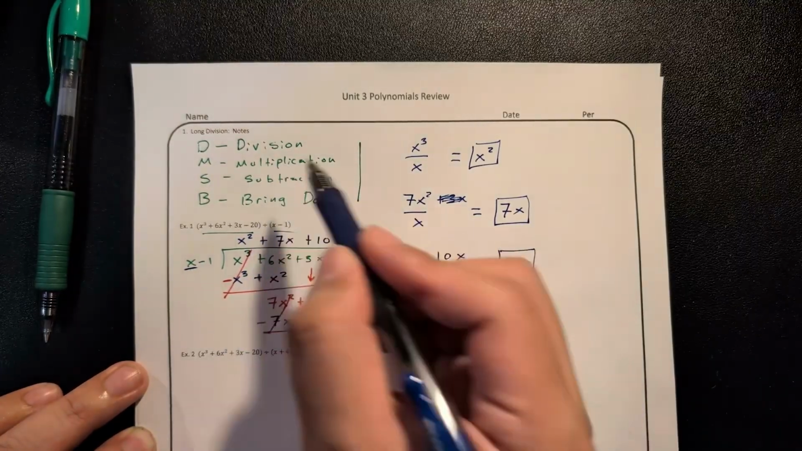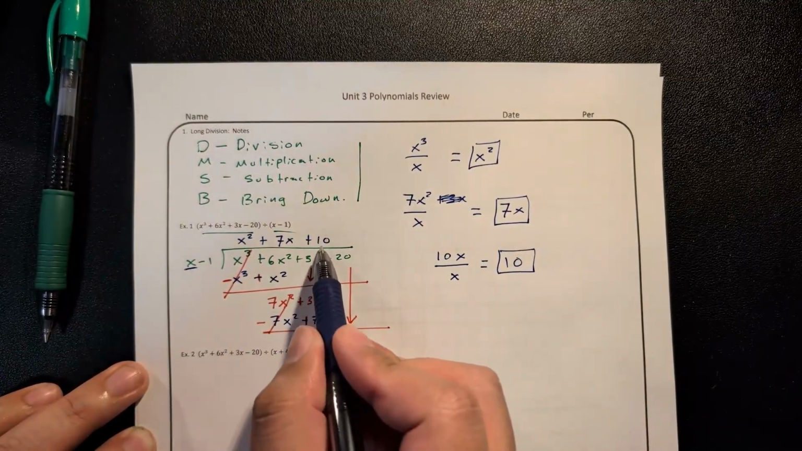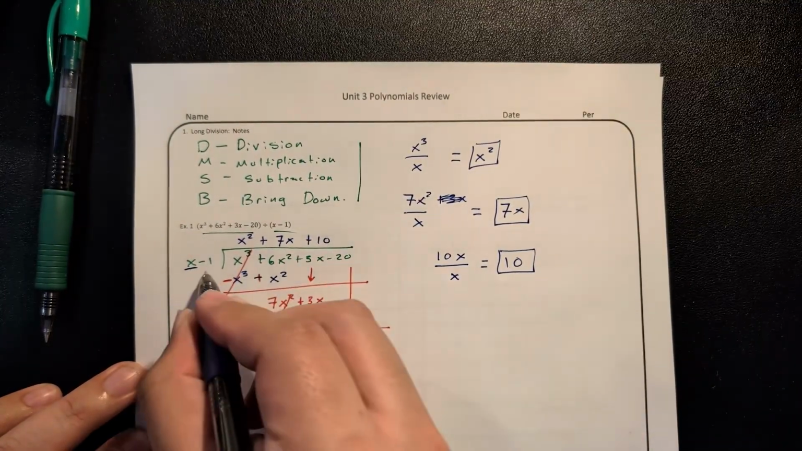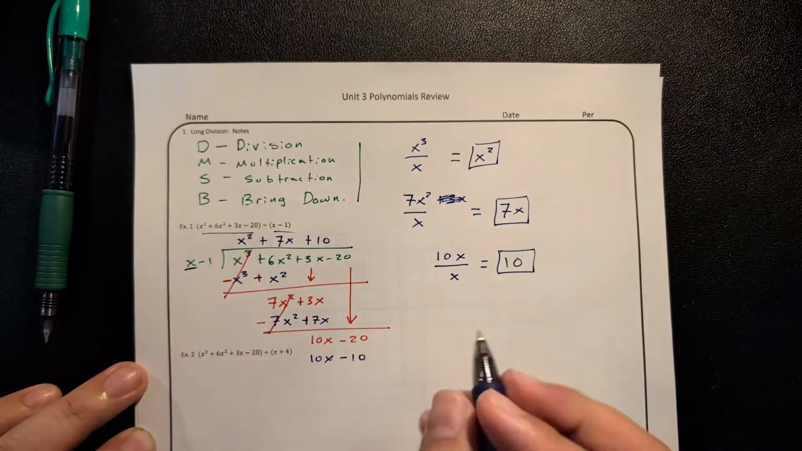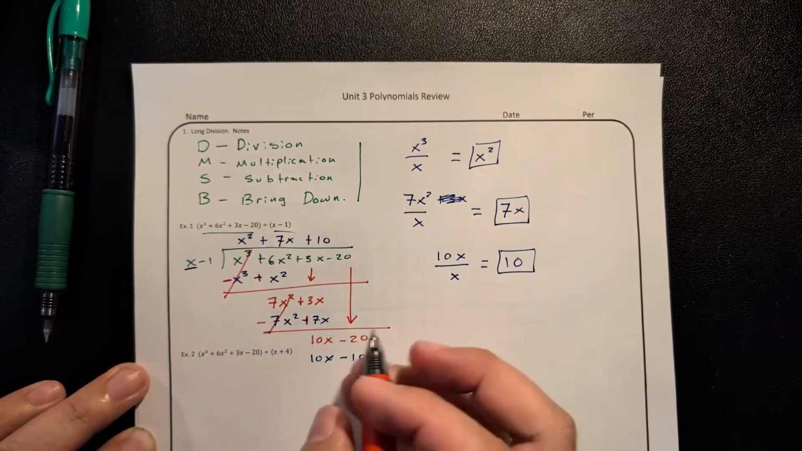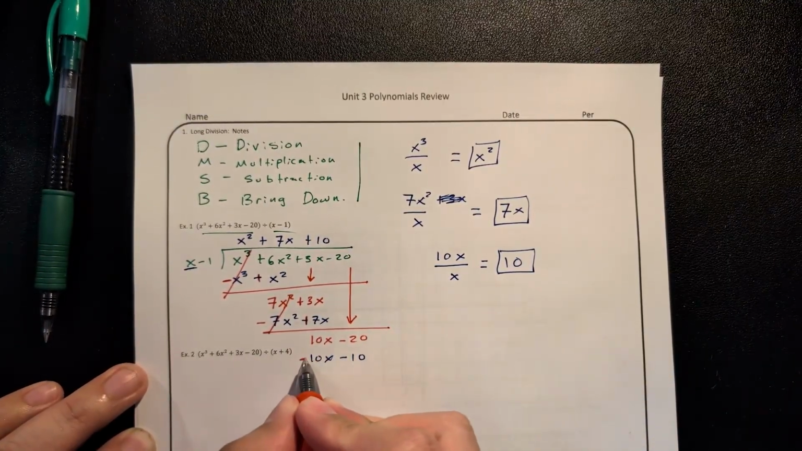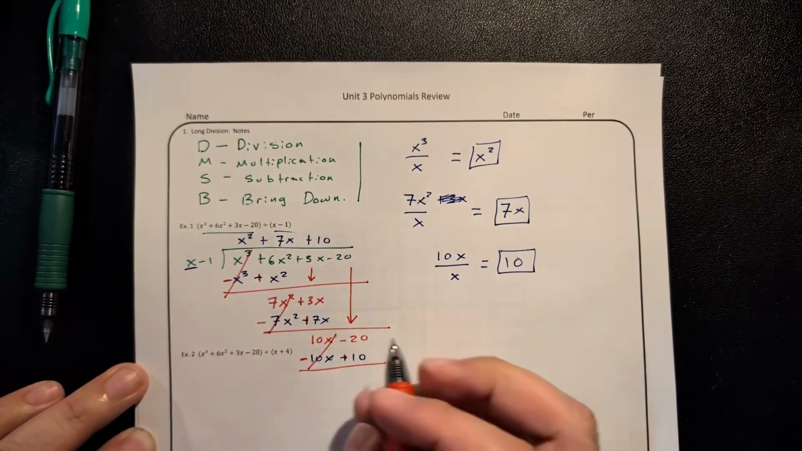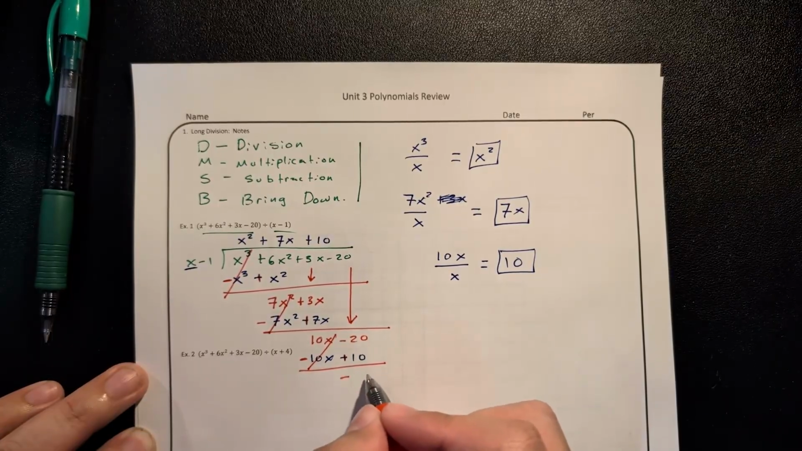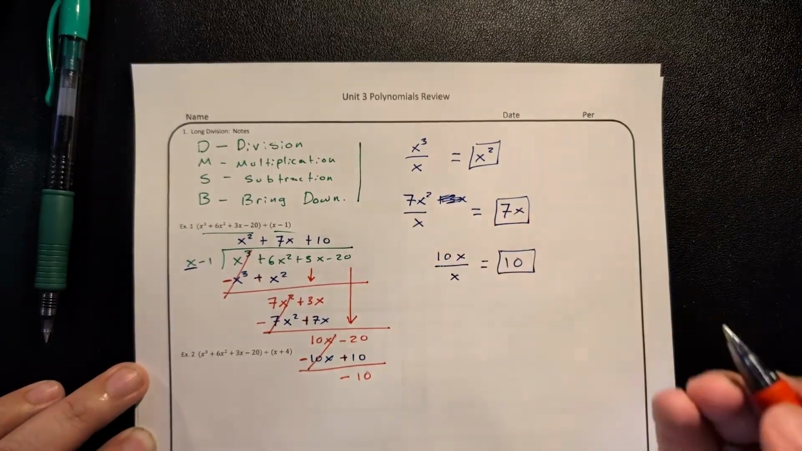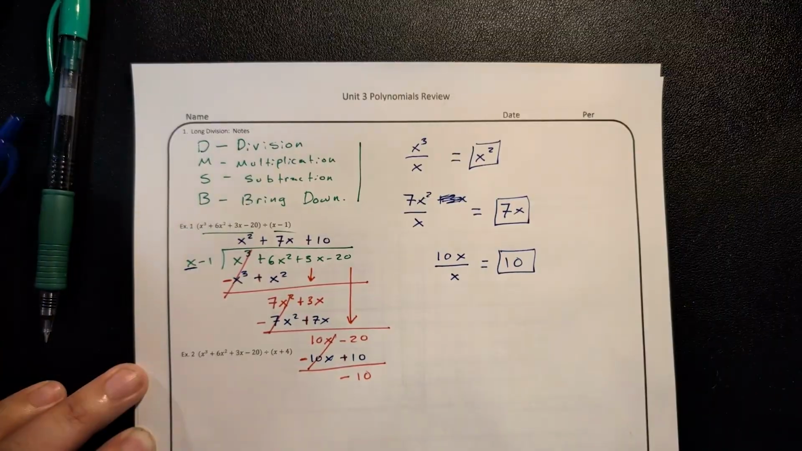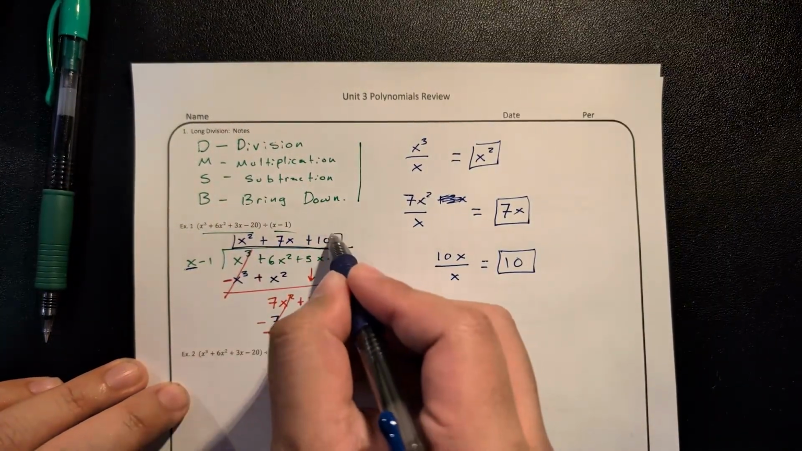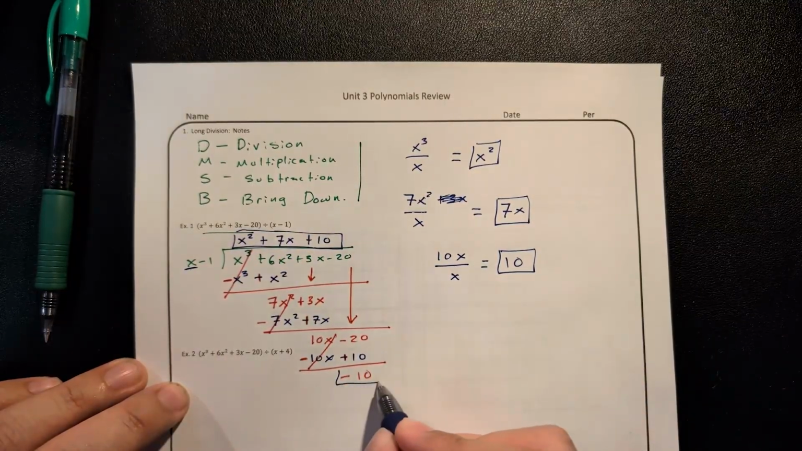Now we do multiplication. 10 times x gives us 10x. 10 times negative 1 gives us negative 10. Okay, now we're going to subtract. So we're going to flip the signs from negative to positive. These cancel out. And I'm left with negative 10. Okay, so this is what we have, and then this is going to be our remainder.